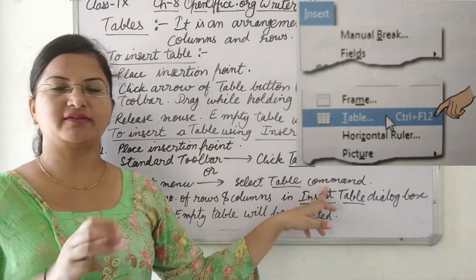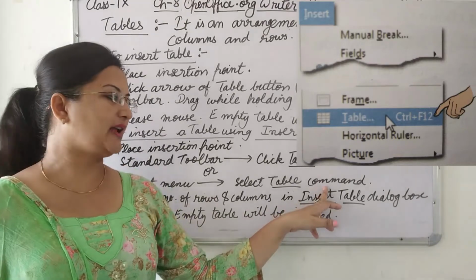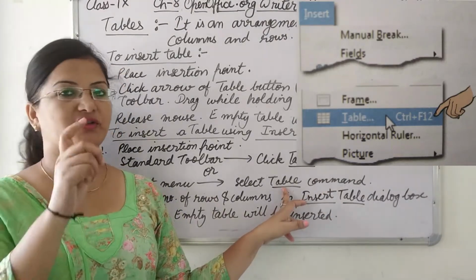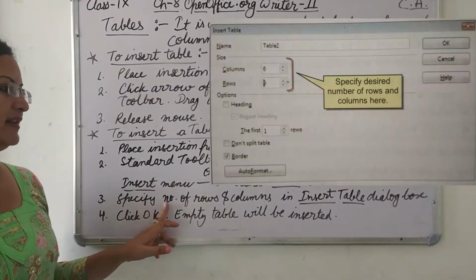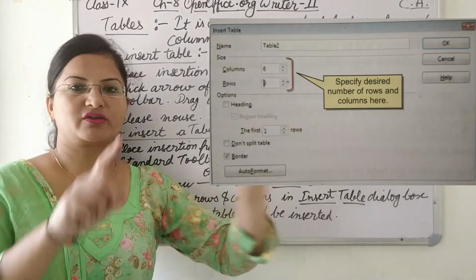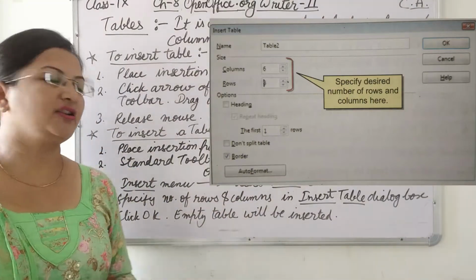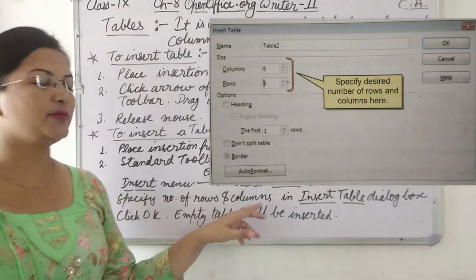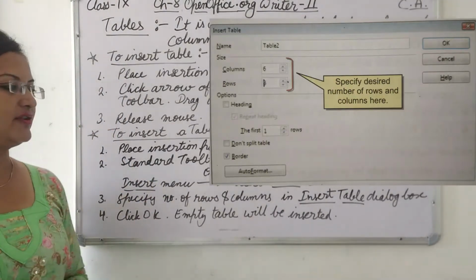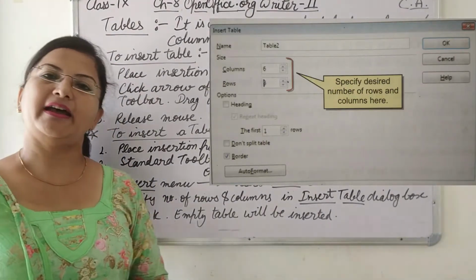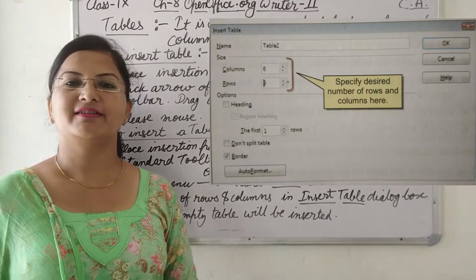When you click on insert menu, the menu will appear, and in that menu you have to choose the table command. When you click on table command, then insert table dialog box will appear. In that dialog box, you have to specify the number of rows and columns you want in the table. And then after that, you have to click on OK button. Empty table will be inserted in your document.